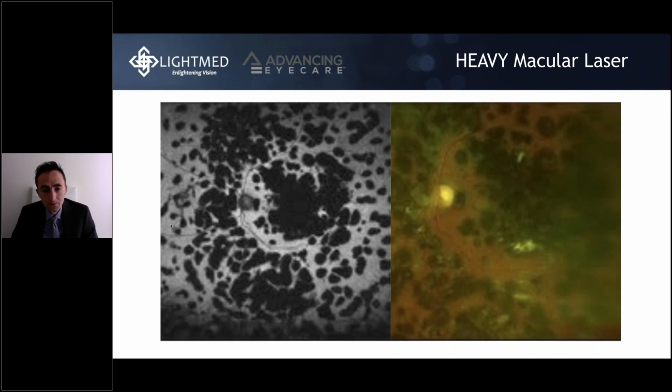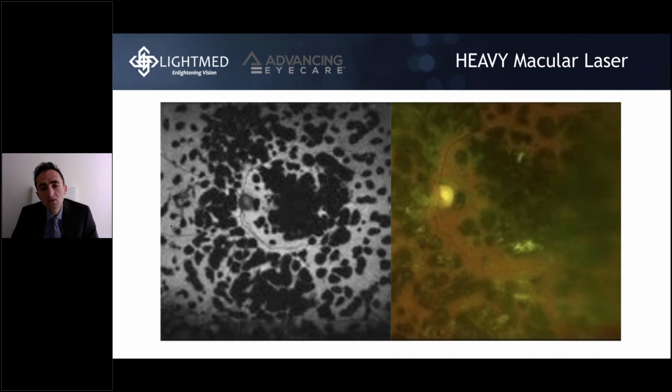How long do the SP laser or SP mode laser effects last? That's a great question. In some cases, it can last for 3 to 4 months, but I've seen cases that after 3 to 4 months, they get recurrence of the swelling.